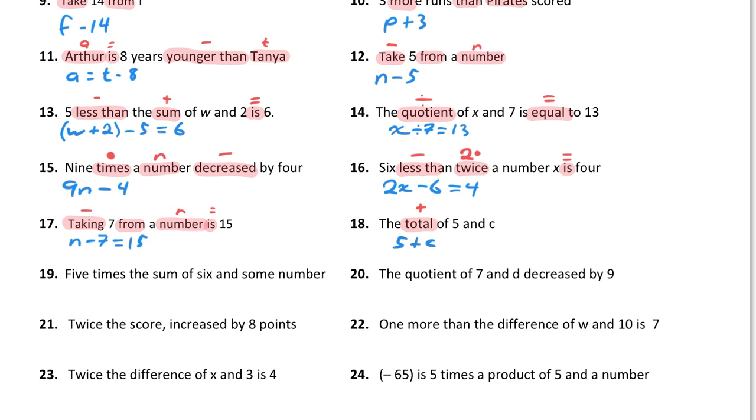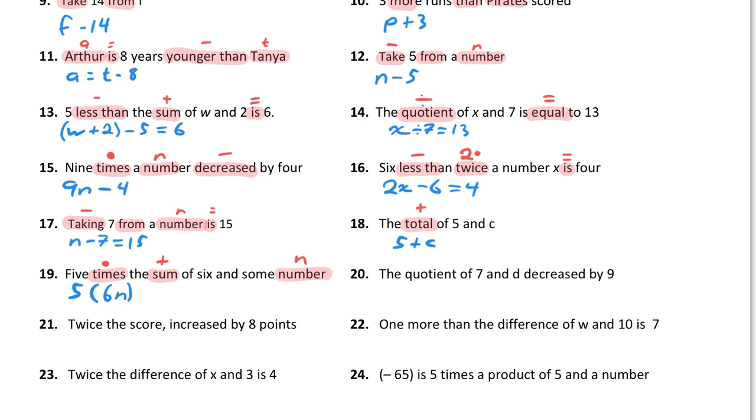Next we have 5 times the sum of 6 and some number. We don't know what it's called, so we'll have to call it something. So 5 times, that's multiplication, sum is adding, and then the number is n. So let's write this down. 5 times the sum of 6 and some number, right? Does this make sense to you?